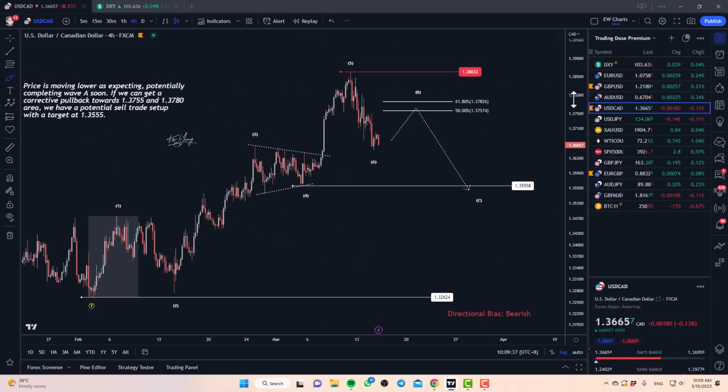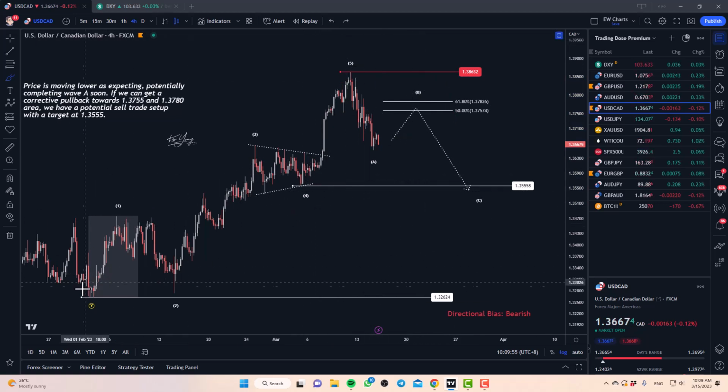Then we have the dollar Canadian. Okay, so dollar Canadian is one of the clearest ones. If you managed to trade NFP, you got a very decent little move here as well. But essentially you're still trading the bigger corrective move, but it's fine, right? I mean, that's sufficient profit potential. You just want to take it.